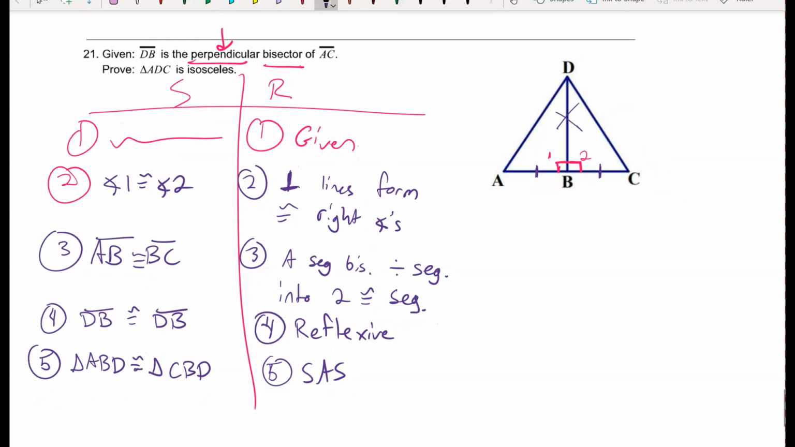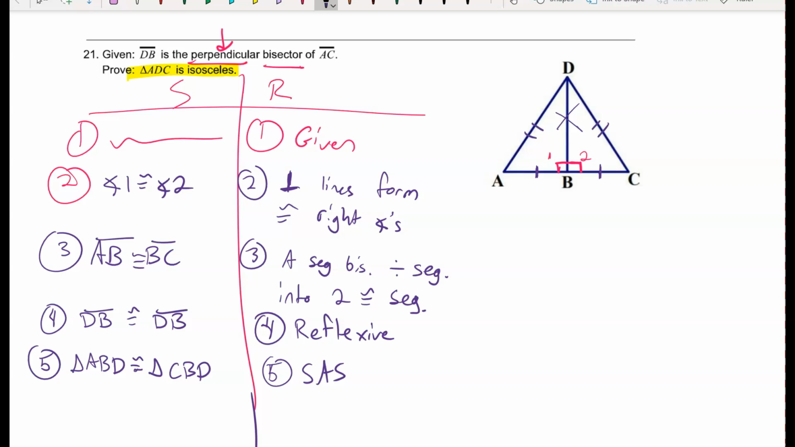And now remember the goal here. This isn't a triangle proof. It's a proof to say that my big triangle ADC is isosceles. And we've got two options at this point. You can make an argument to say that angle A and angle C are the same by CPCTC, and you have enough to say it's isosceles.